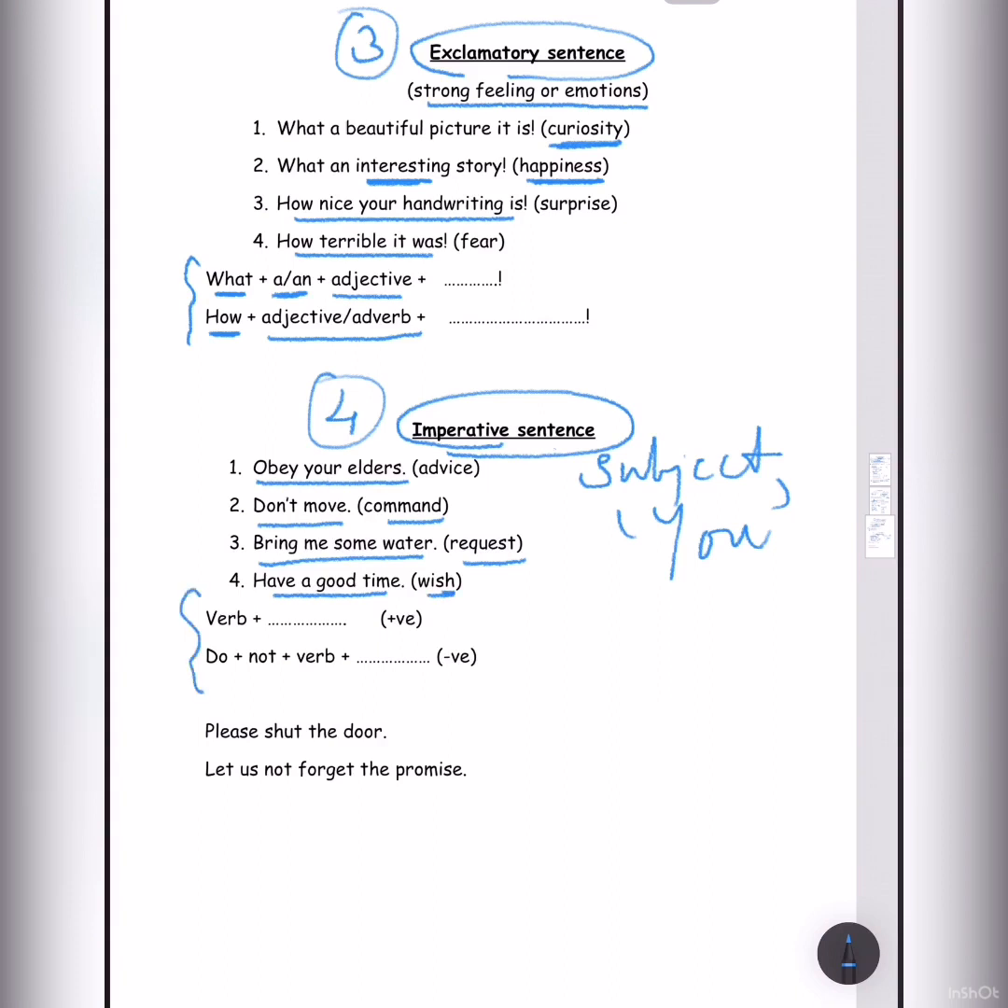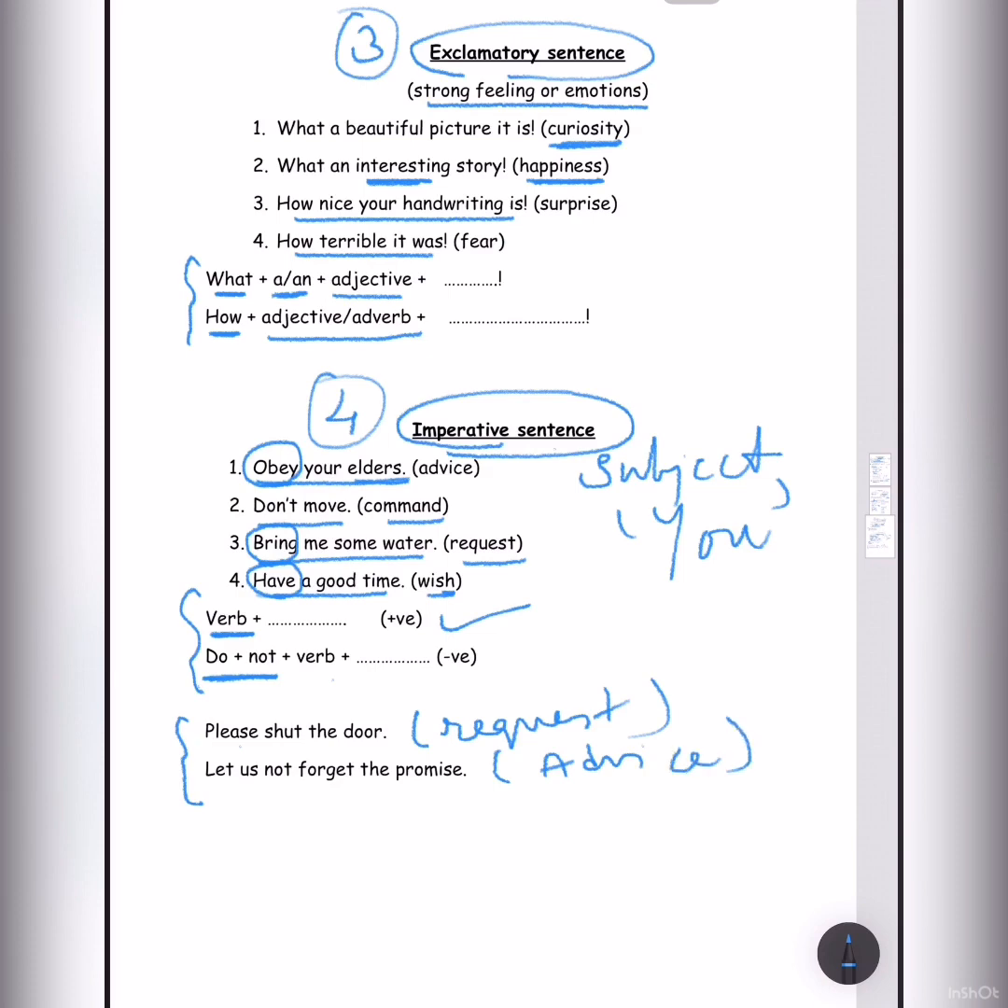Here again, this is not for all the sentences, but generally most of the sentences will start with a verb if it is positive. For example, obey your elders. Obey is the verb, bring is the verb, here have is the verb. And if it is a negative sentence, it will start with do plus not plus verb. There are other types of imperative sentence also. For example, please shut the door. It is a request. Let us not forget the promise. It is an advice.